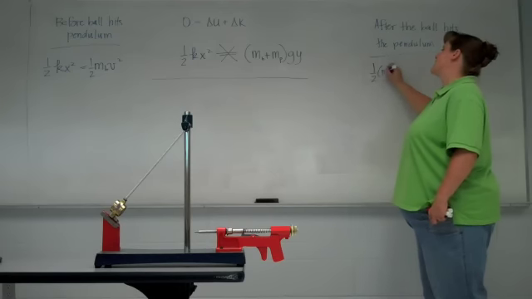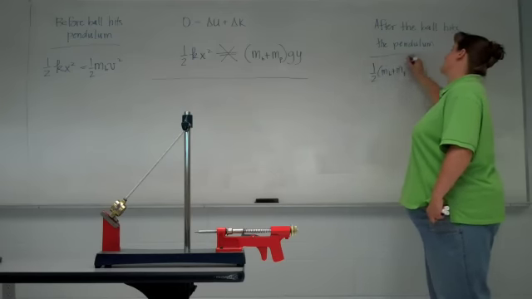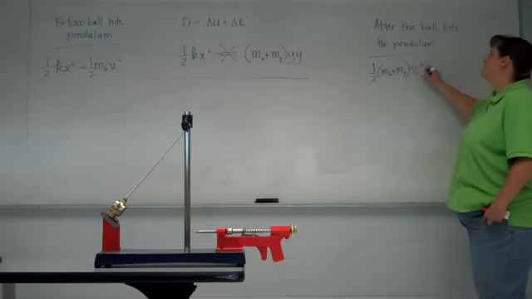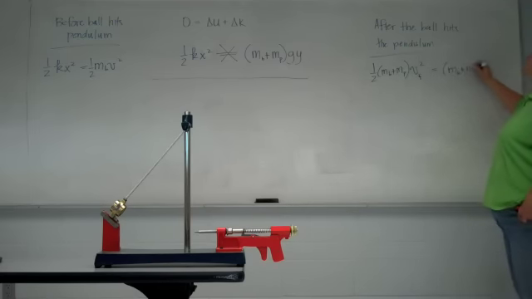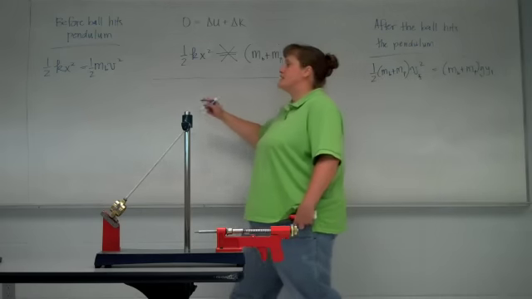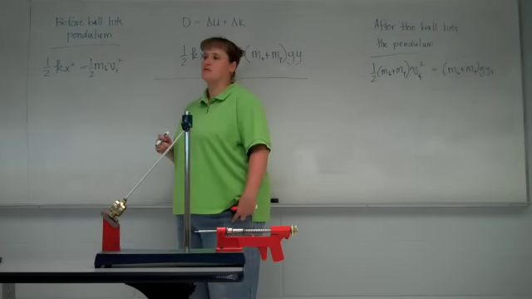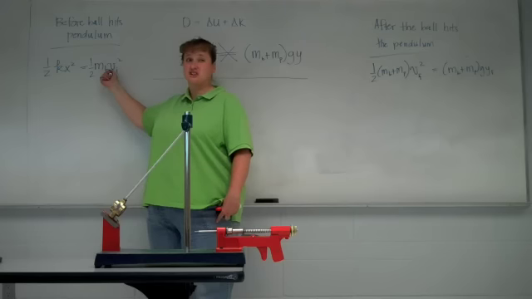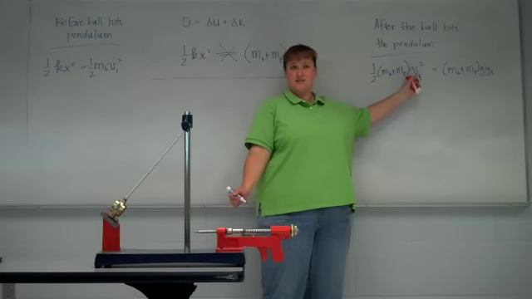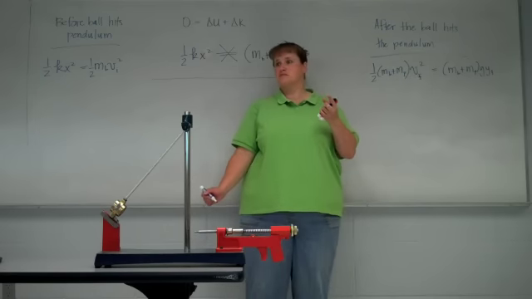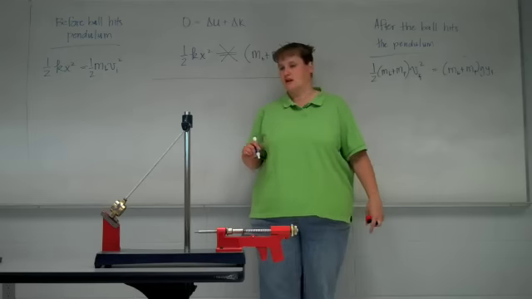we can say that the kinetic energy turns into gravitational potential energy. That's fine. This speed is not the same as this speed, though. This is the speed of just the ball before it hits the pendulum. This is the speed of the ball and pendulum stuck together, swinging up to get stuck at potential energy.